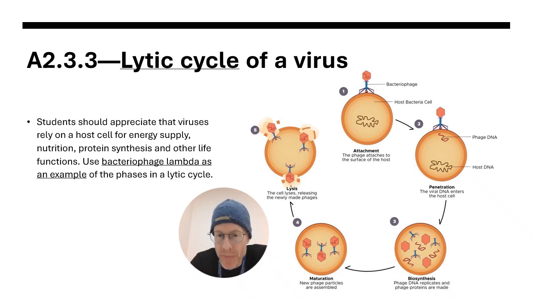So what they do is they first attach to a host cell, they inject their genetic material, their DNA in this case. The DNA is then used to make viral proteins, and those proteins are assembled to make new viruses within the host cell, which then burst out. That's called lysis, killing the host cell and releasing the bacteriophages into the environment where they can then infect other host cells.